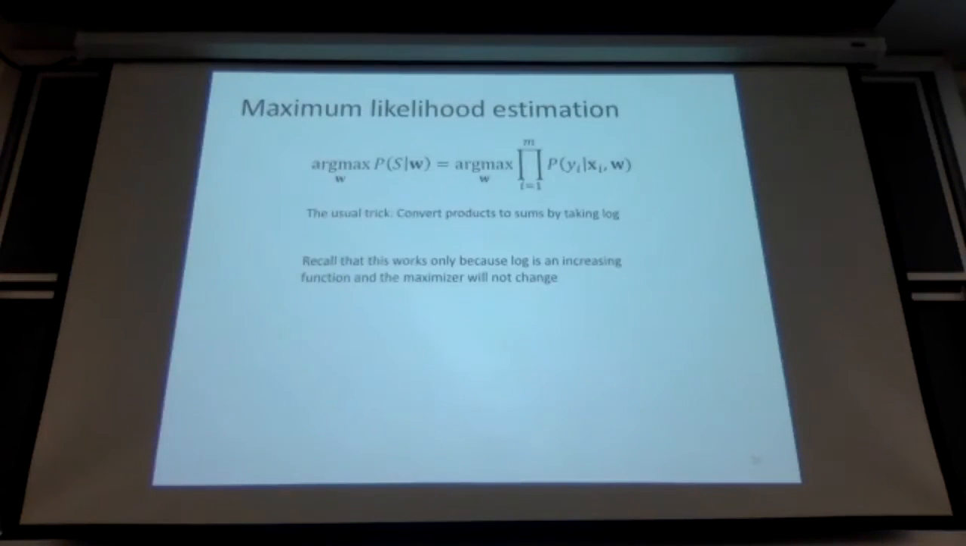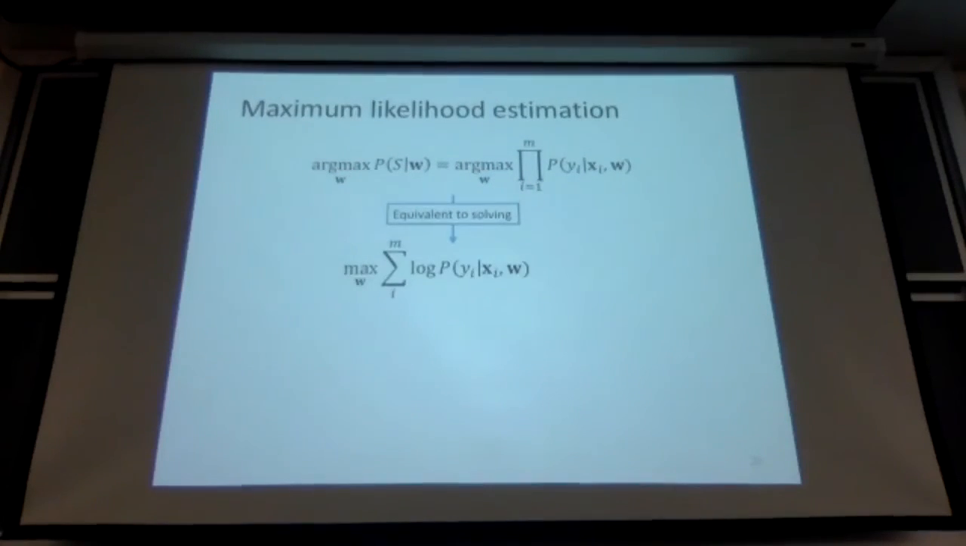So we want to maximize the likelihood of the data, and we want to find the W that maximizes it. That's exactly the same as finding the W that maximizes this product because we have IID. And the next thing is the standard thing that we've been doing all along. We never work with likelihoods. We always work with log likelihoods. So we can take the log of this quantity.